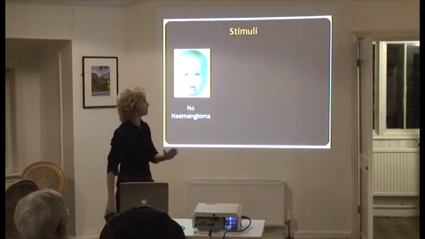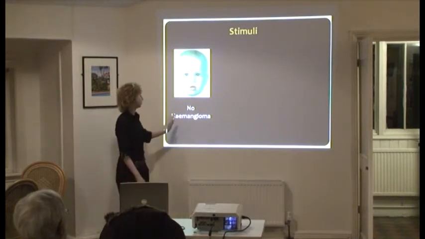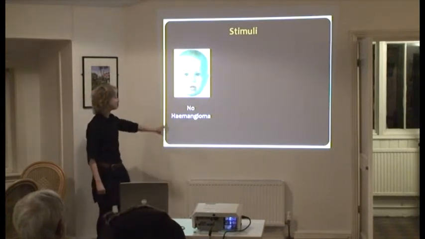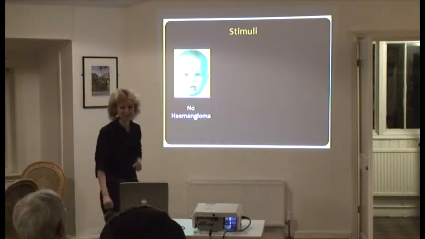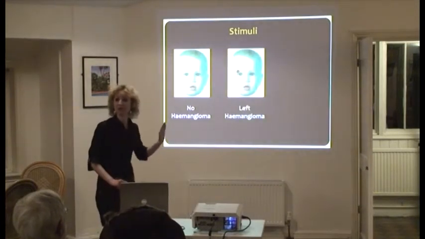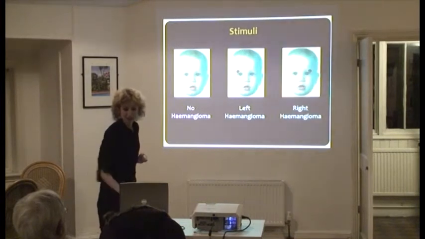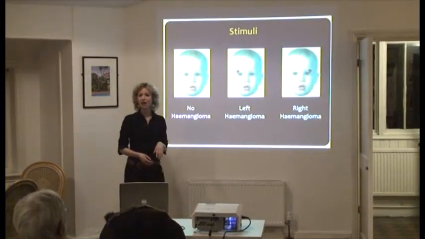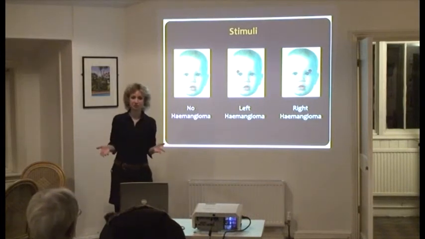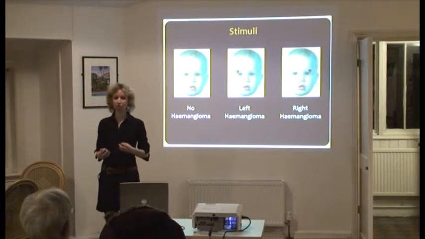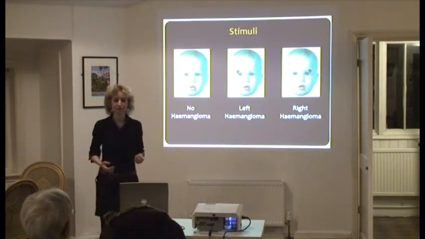The stimuli I used in this study was a set of infants. Ironically, these pictures were taken in the 1970s, so they're probably older than me now. I had a set of 48 images, and using Photoshop, I put a hemangioma on the left and a hemangioma on the right in the exact same location. I showed them to participants and got them to rate how cute or how attractive they thought each one was on a 1 to 7 scale.